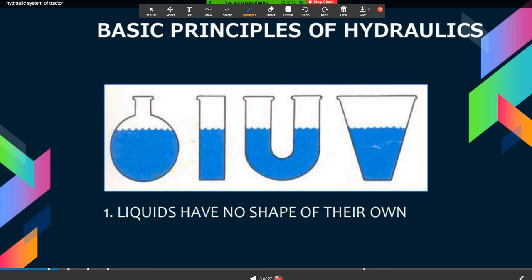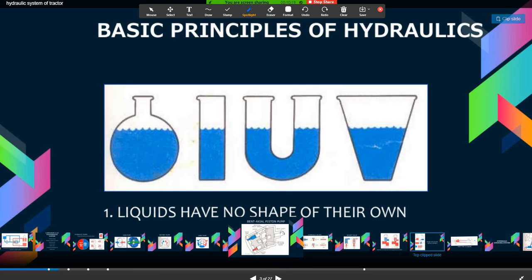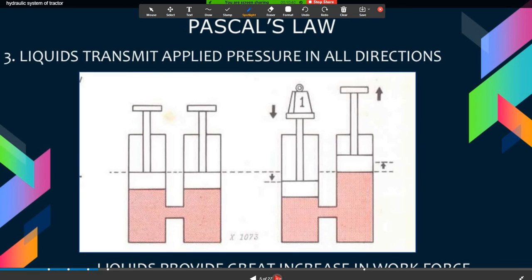Another one, liquids are practically incompressible, so we cannot compress the liquid. If you try to compress it, what happens? Pressure is created throughout that liquid, and it acts perpendicular to the surface of the container.